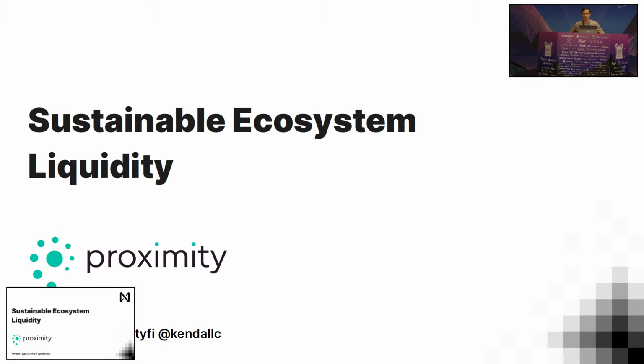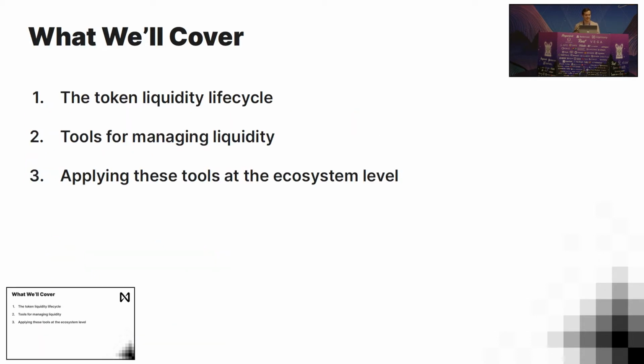And definitely the most common one is liquidity. And we get to think through that at kind of an ecosystem level. So we're going to walk through some of the learnings that we've had. We're just going to touch on three main things here. First, we're going to talk about what the token liquidity lifecycle tends to look like. We're going to talk about some of the tools that exist for managing liquidity at each of these stages. And then we're going to talk about how we can apply these tools at the ecosystem level and help as many projects as possible, and also introduce a couple of new tools.